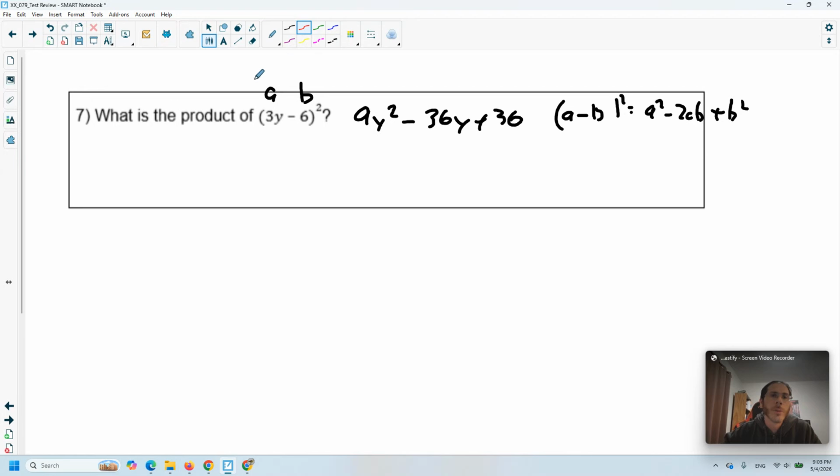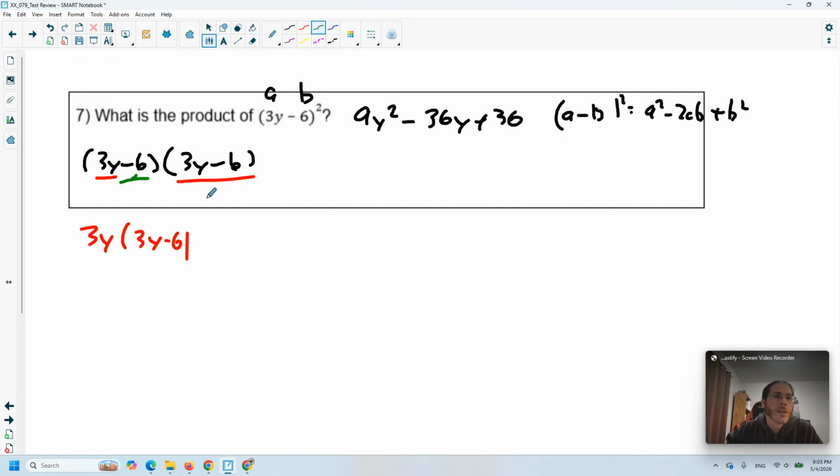If you want, you can multiply it out either of the other ways. We just have to remember that this can be rewritten as 3y minus 6 times 3y minus 6. And this is how a lot of people prefer to do it in class, so that's fine if you want to do it this way. Again, I'm going to do it both ways. Well, all three ways, I guess. 3y times 3y minus 6, and then minus 6, 3y minus 6.